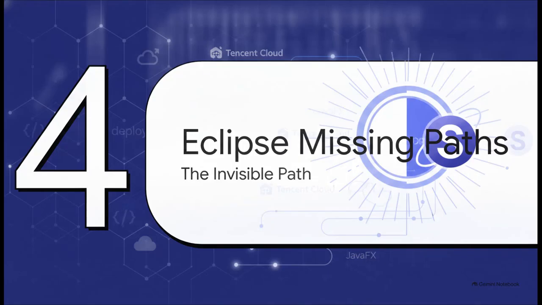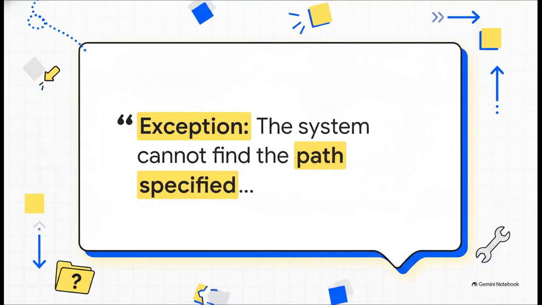Which brings us to Section 4, Eclipse and Missing Paths, the invisible path. In a fascinating scenario pulled from TensorCloud and Stack Overflow discussions, imagine you followed a deployment tutorial flawlessly. You click Build, and Eclipse hits you with this massive, terrifying error: exception, java.io.IOException, the system cannot find the path specified. Bundler exe installer failed to produce a bundle. I mean, it's incredibly disheartening. But what this error actually means is that Eclipse is trying, and failing, to utilize an external third-party deployment tool called InnoSetup5 in the background. It literally doesn't know where the tool's located on your hard drive.